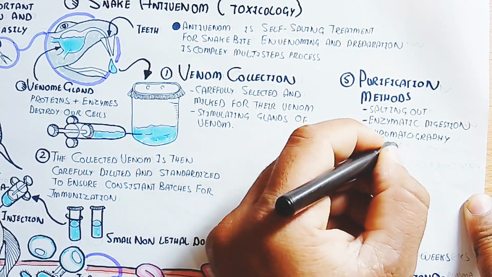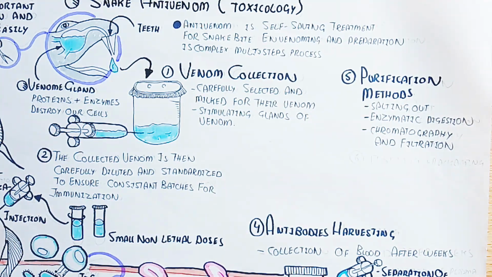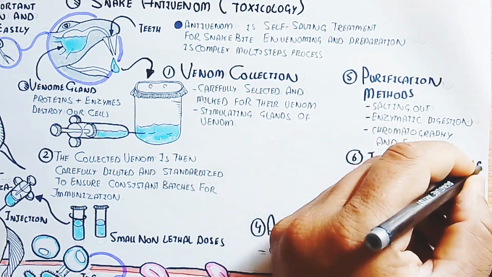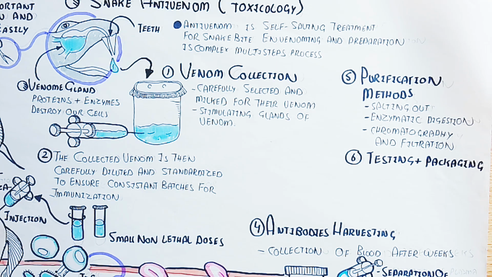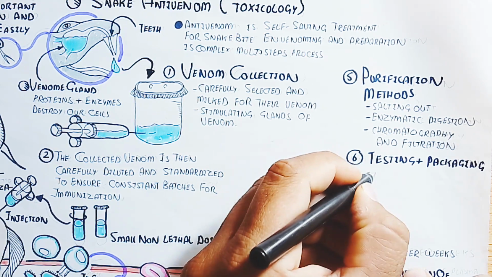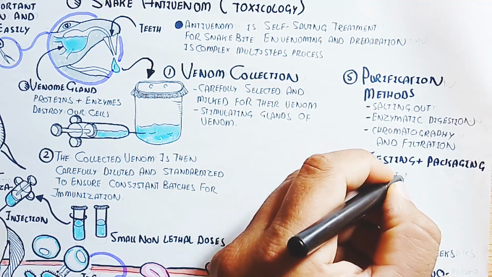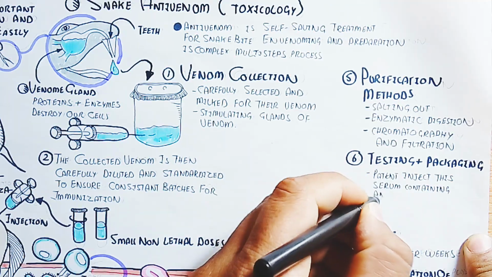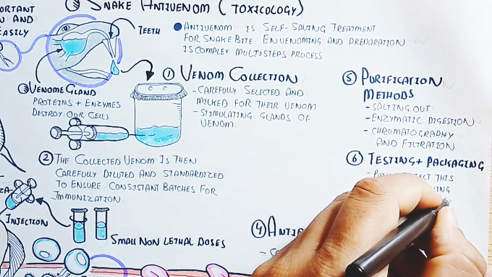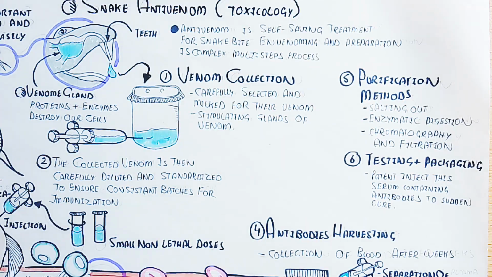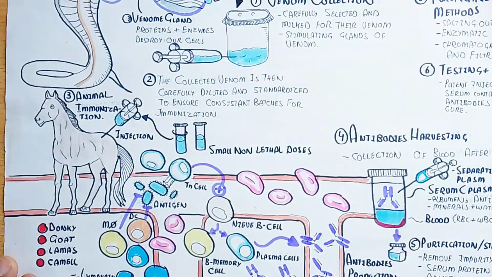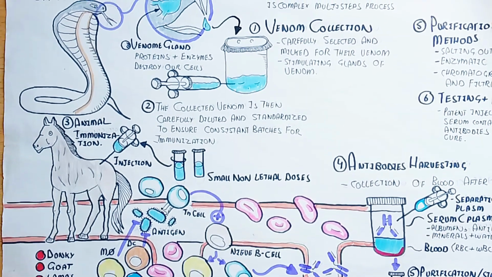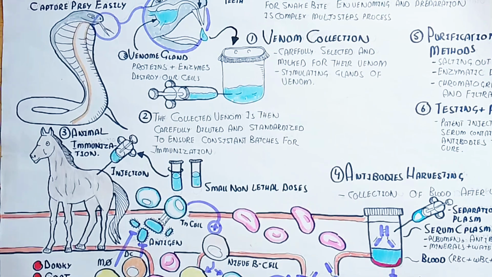Testing means we should use the animal after the bite of the snake. The patient is injected with this serum containing antibodies for a sudden cure. So remember, testing and packaging is very important. The testing shows whether this production is helpful or not. After the testing and packaging, the company will give it to the patient, and the complete process occurs, and in this way the antivenom is synthesized.